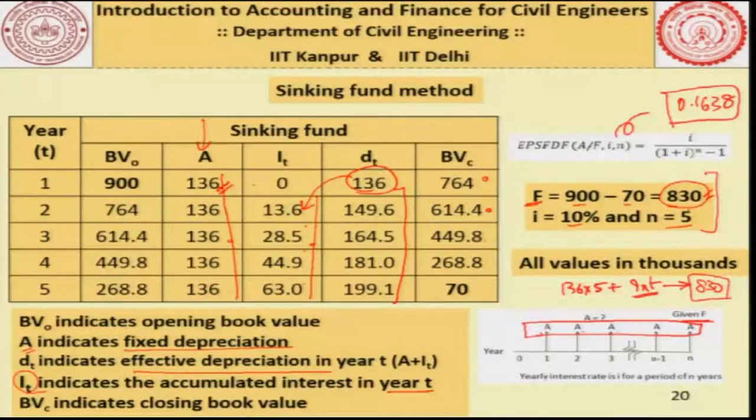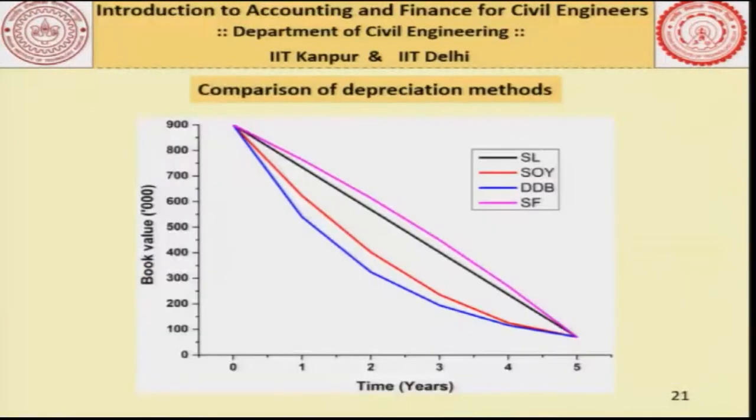Once you do that, you get to the book value, which is the original book value minus the DT. And once you do that computation, you can always come up with the final salvage value, or we can calculate the book values at different points in time. If you do this and then try to plot the straight line method or the sum of years method or the double declining or the sinking fund methods and try to plot how the book value changes, this is what you will get. What it shows is that depending on the method that you choose, you may get book values which are quite different.